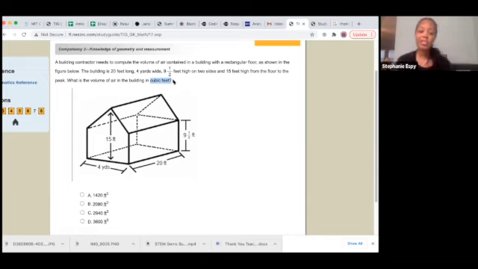Okay. So think about this shape as two different shapes. If you were to cut it in half, you have a rectangular prism at the bottom, and you have a triangular prism at the top.